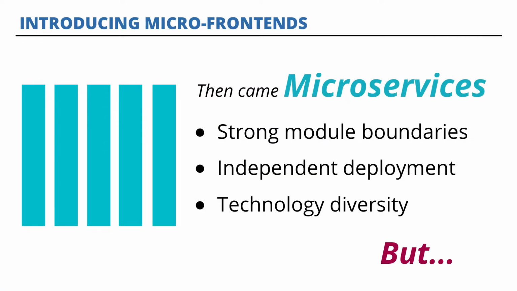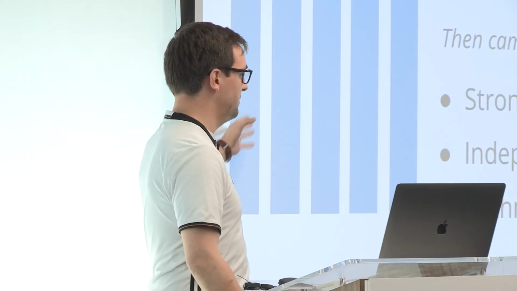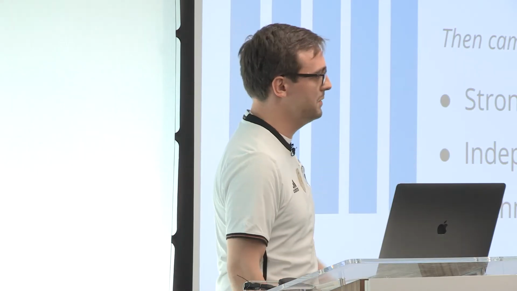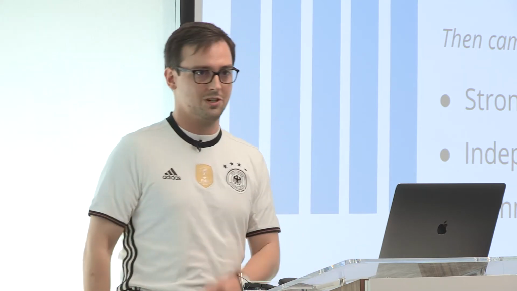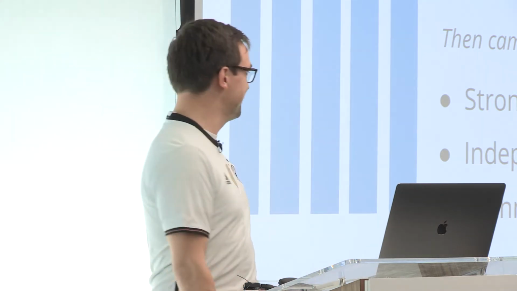We have been enforced strong module boundaries. If you don't know how to do this in the monolith, though, you might be struggling with that, and you're just building a distributed monolith. You have the possibility of independent deployment, and the emphasis is on deployment. And you have the chance of doing technology diverse applications. This can be a Python application, the other can be a Clojure application. Yes, we're doing Clojure, just for the fun of it.